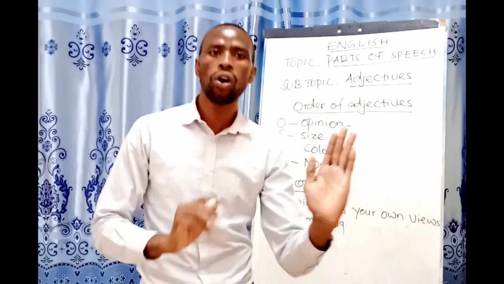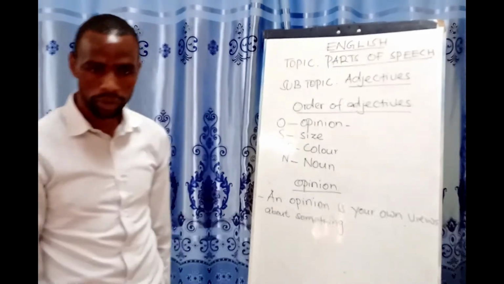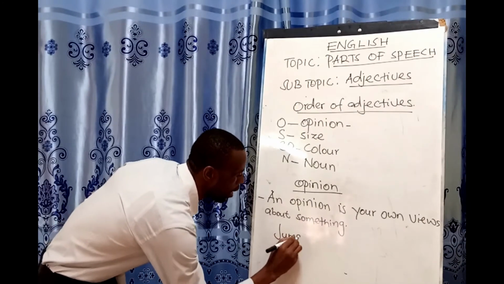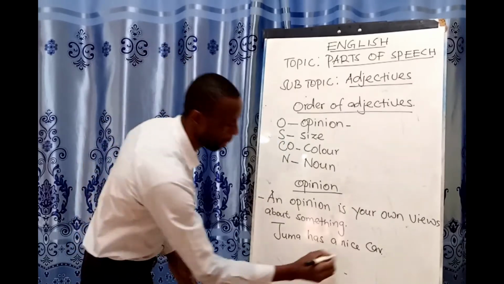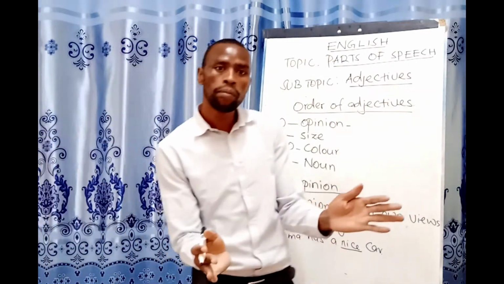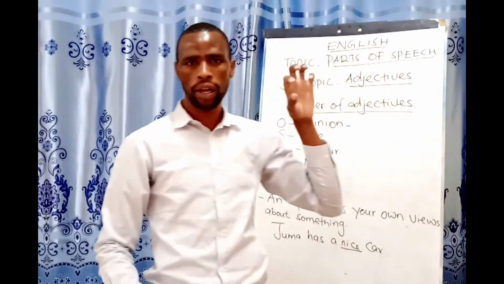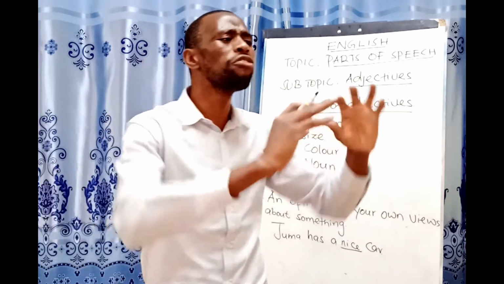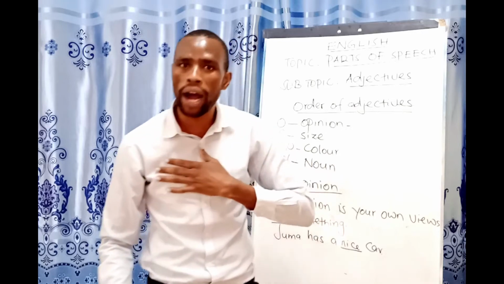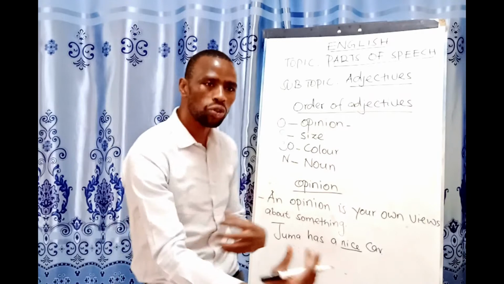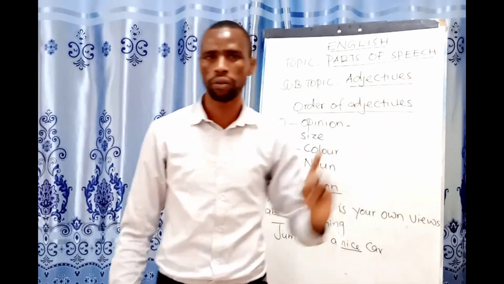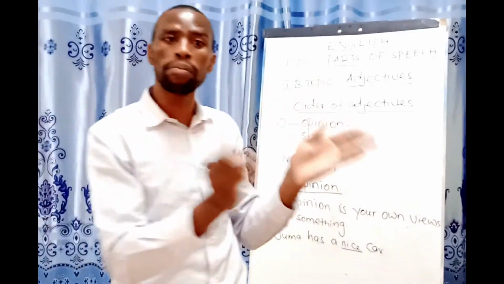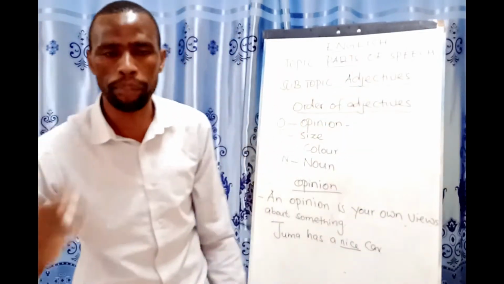Let us look at an example of an opinion. Juma has a nice car. Mr. Juma can come and park his own car somewhere. When I look at that car, I will say that car is very nice. That is my opinion. Another person can come, look at the car and say, this is a bad car. That is his opinion. In some cases, opinions are never the same. Each and every person has his or her own opinion.